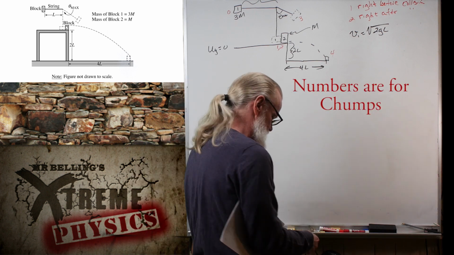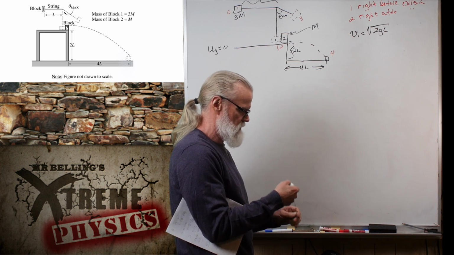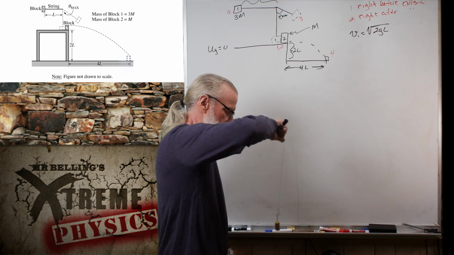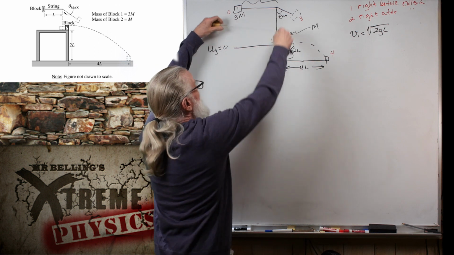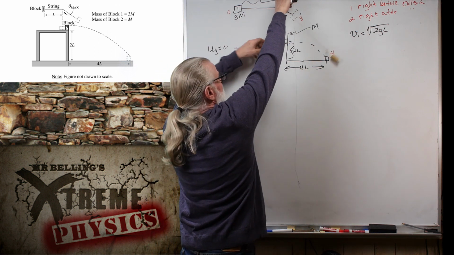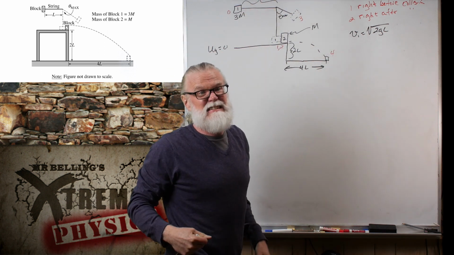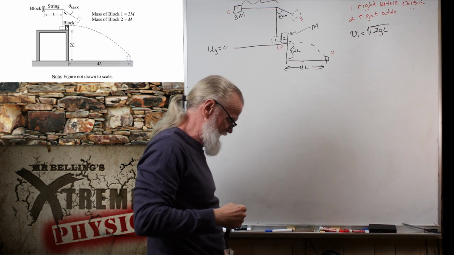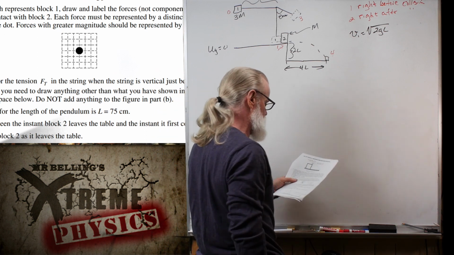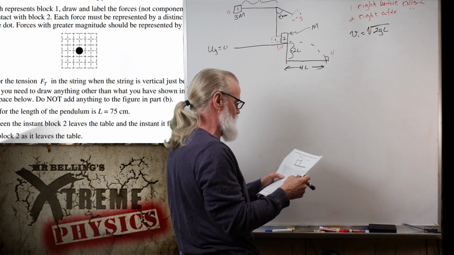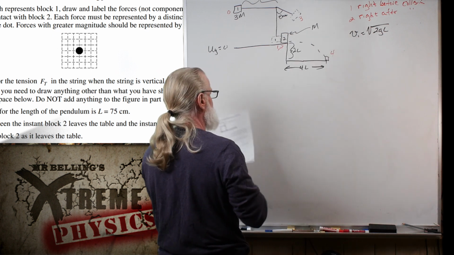So we had this thing swinging down. I have a prop, a string swinging down. And here we go. Like that. Now, if you notice, as it's swinging down, it's in circular motion. That's going to be an important idea here. So on the dot, which represents block 1, draw and label all the forces, not components, that act on block 1 just before it makes contact with block 2. So we're looking at time 1. What does that look like?